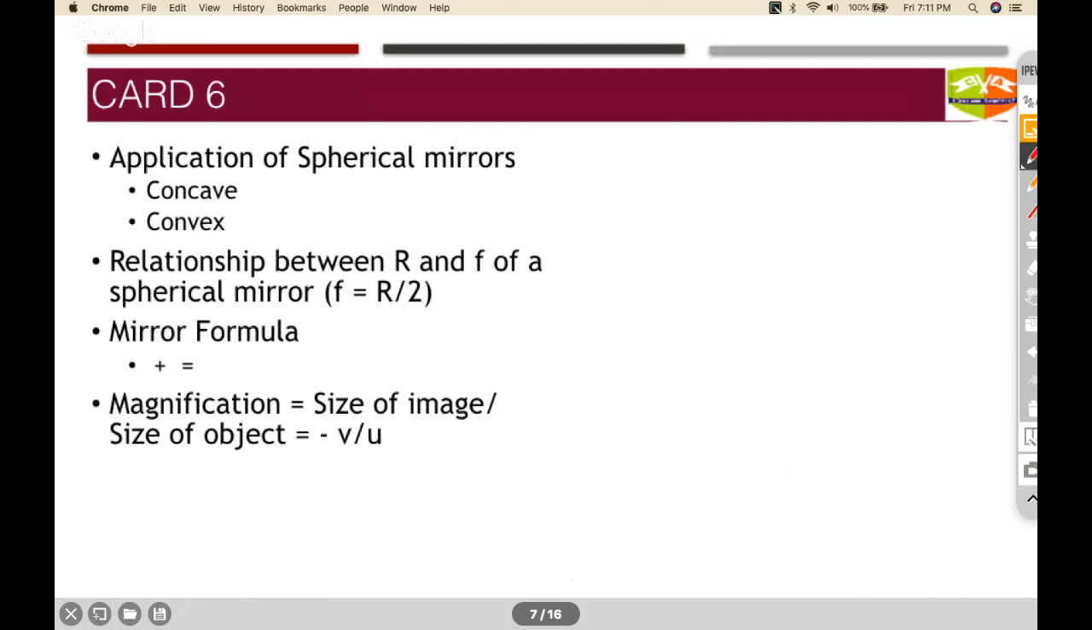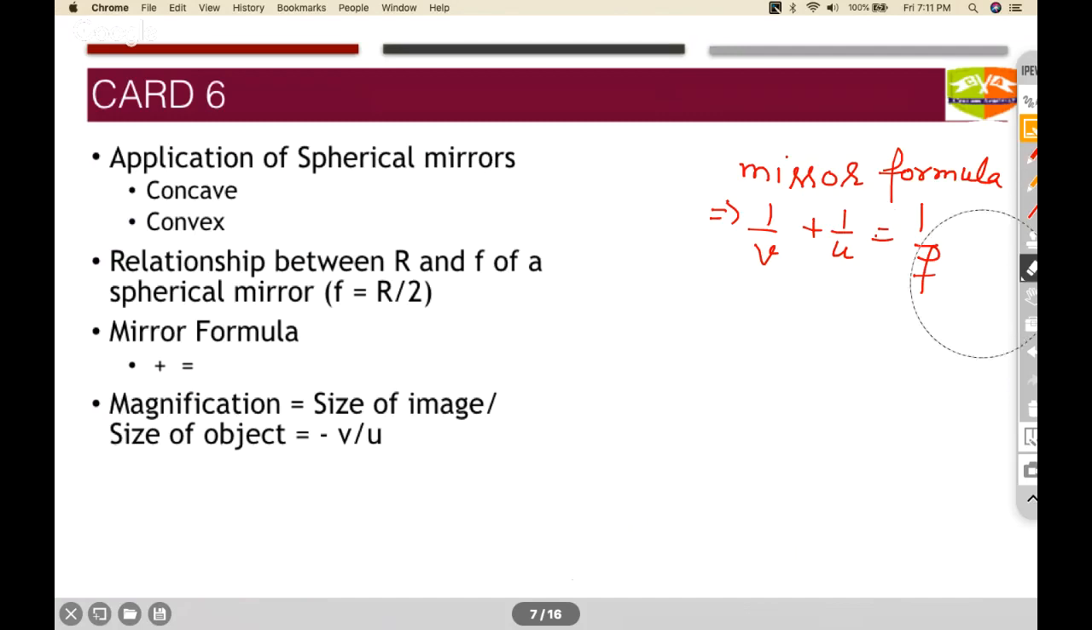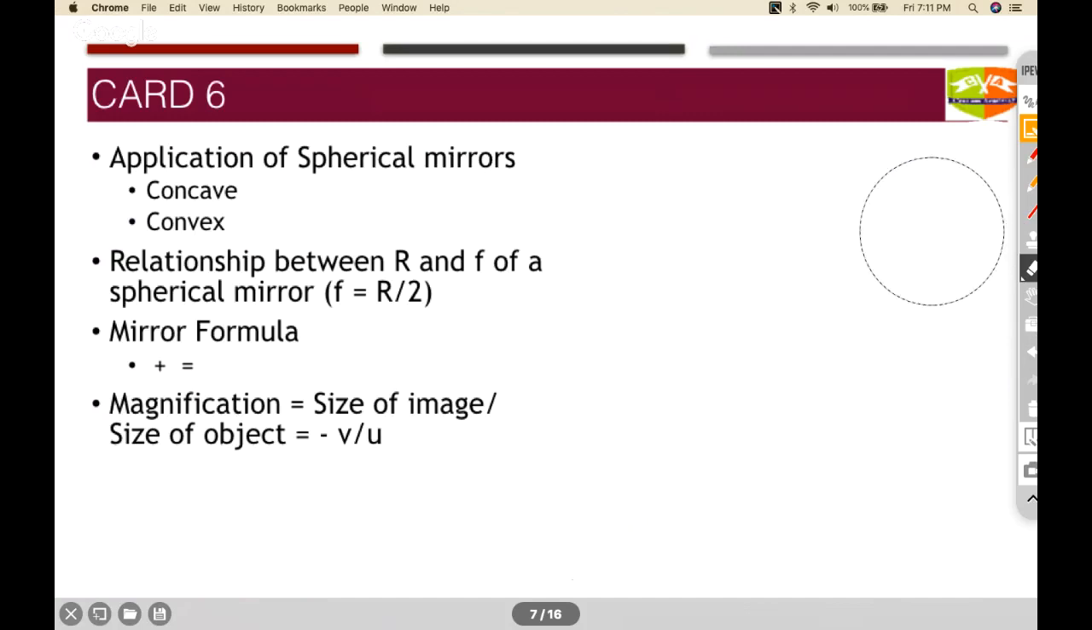Now let me move to proving your mirror formula. Your mirror formula is 1 by V plus 1 by U is equal to 1 by F. Now how do you prove it? To prove this, concepts of similarity are used. So I will draw a diagram. Please look at it. This can come as a 3-4 marks question.